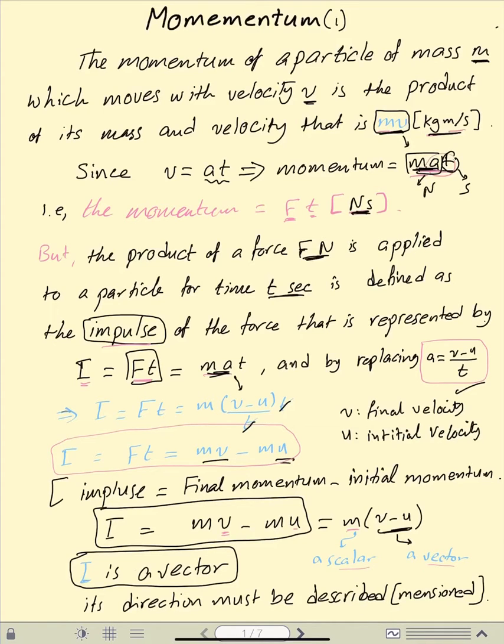We know that v is equal to a times t. So we may represent the momentum as m a t, which is F t, since F is the product of m a. Since the unit of force is Newton, we have another unit, which is Newton second.